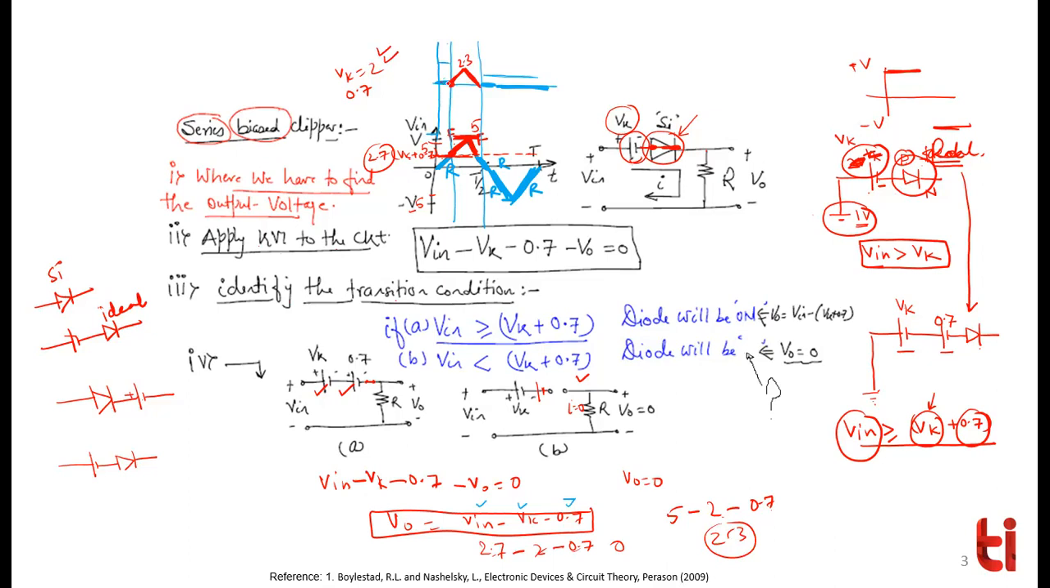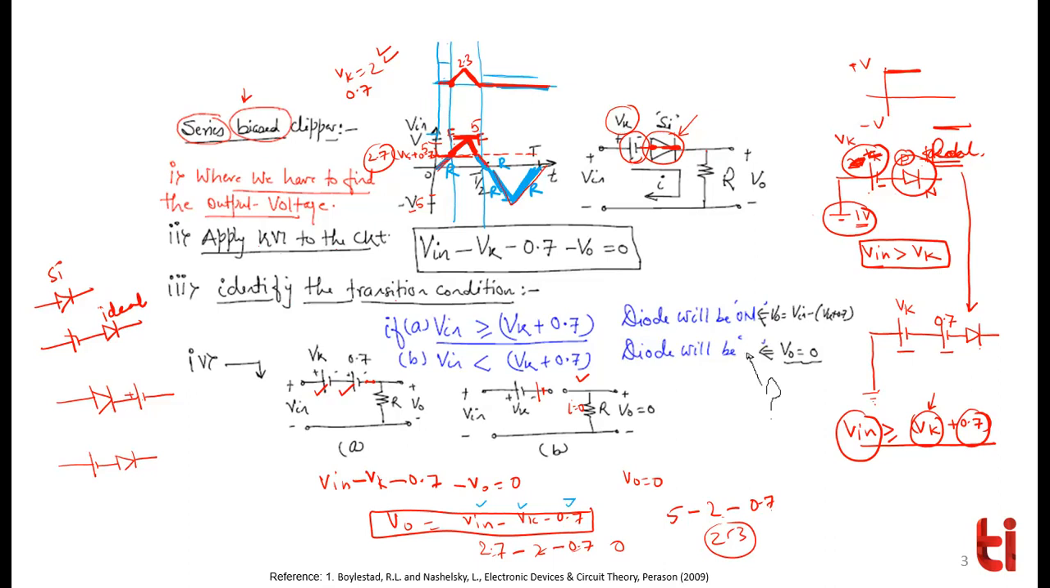This is your output characteristics. So in this, you have completely clipped the negative portion as well as some of the positive also. So that's why we call it a series biased clipper only. We will not use the word negative or positive here, because some portion of the positive also gets clipped, and the negative is completely clipped. So we will call it only a series biased clipper.